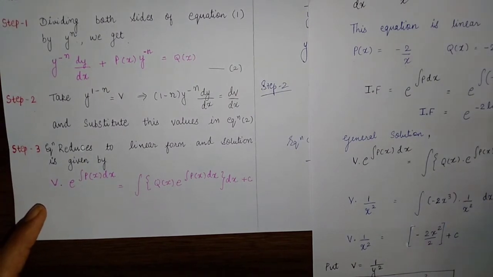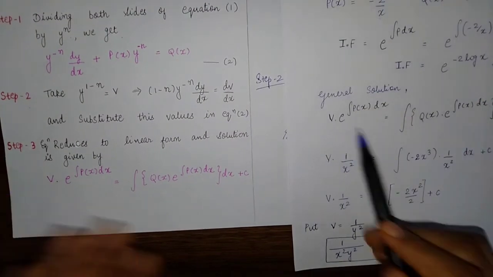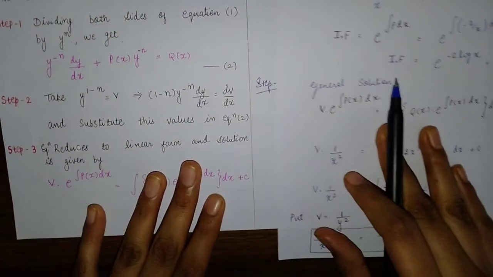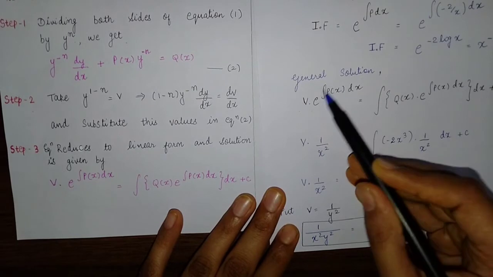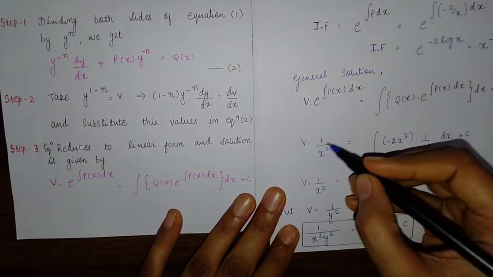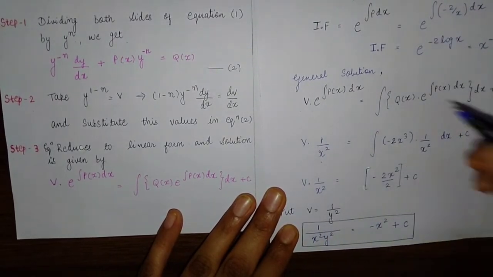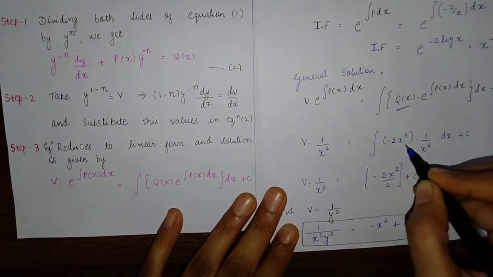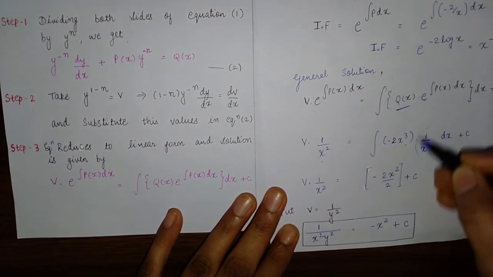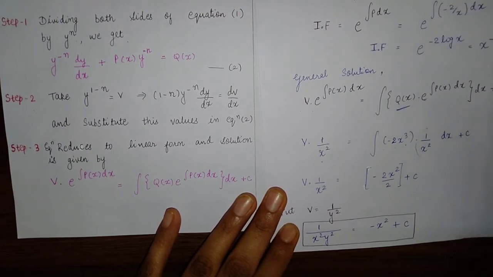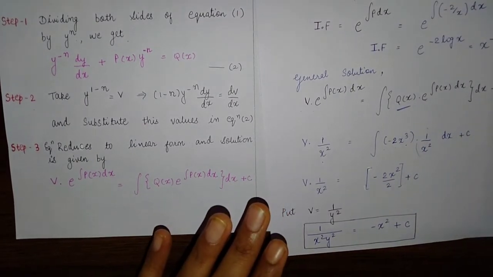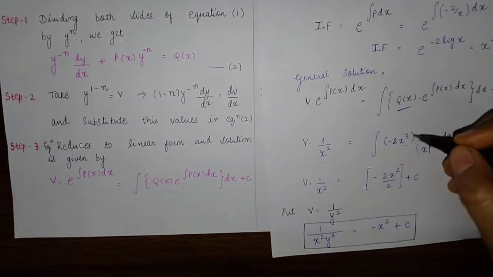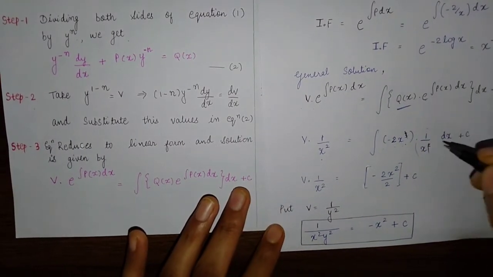So the integrating factor we got is this. Now finally, your general solution will be v into the integrating factor, that is 1 by x square, equal to the integral of Q(x), what is our Q(x)? Minus 2x cube, again into the integrating factor, that is 1 by x square, dx plus c. Then here in this term, only x will remain.